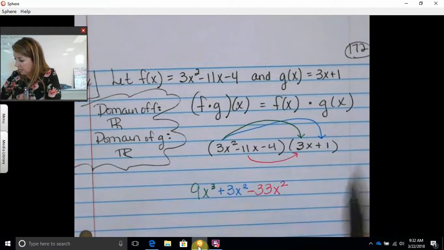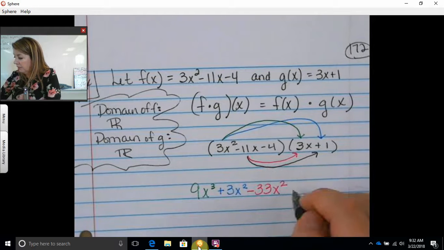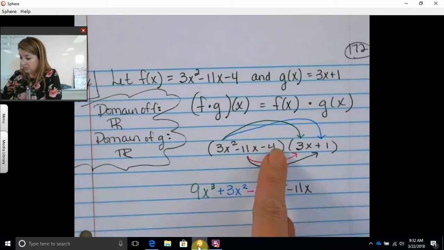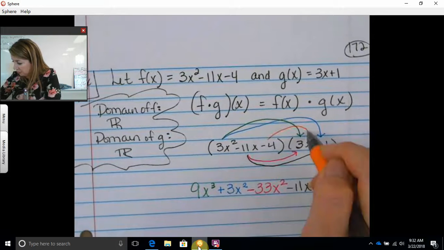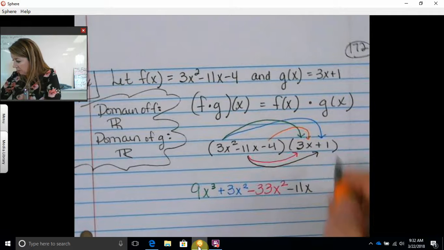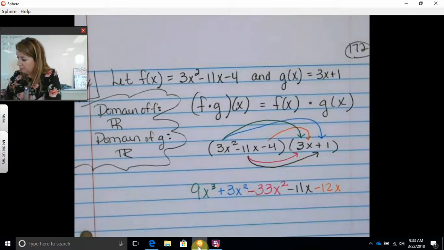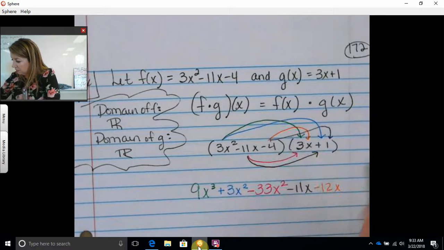And negative 11x times positive 1. Negative 11x. We're not finished yet, though, because we have to distribute the negative 4 times both terms. So negative 4 times 3x. Negative 12x. And negative 4 times positive 1. Negative 4.